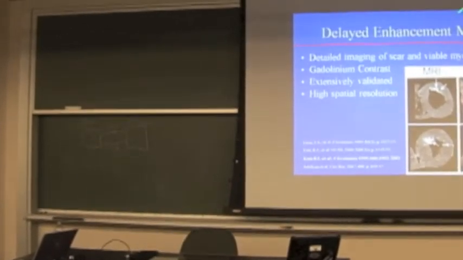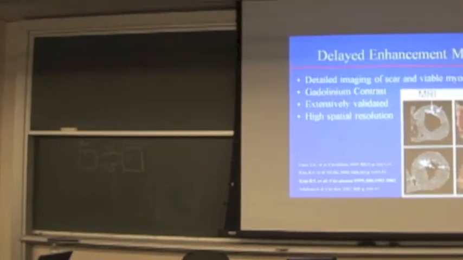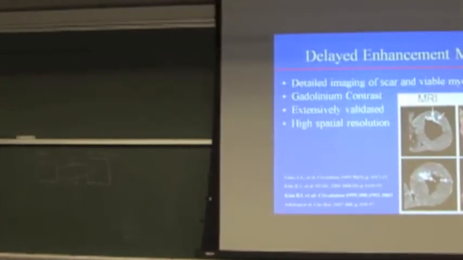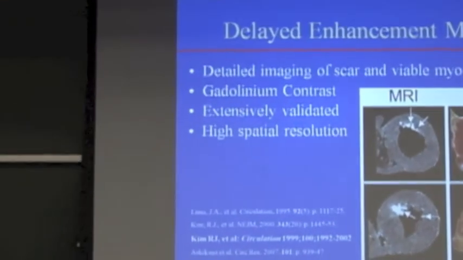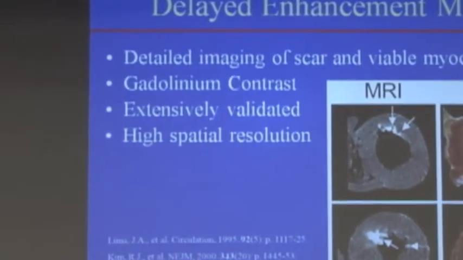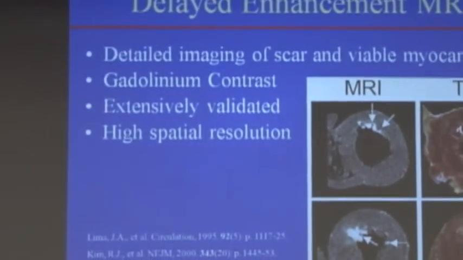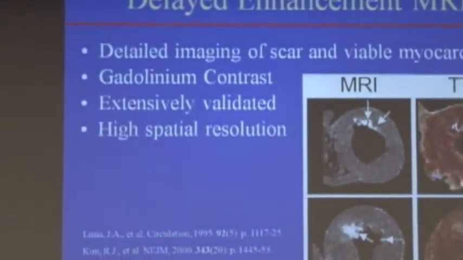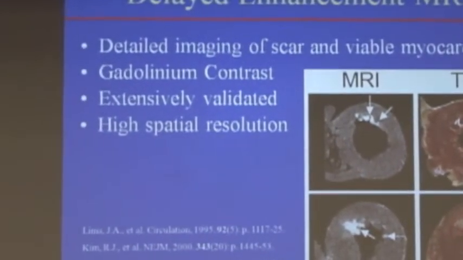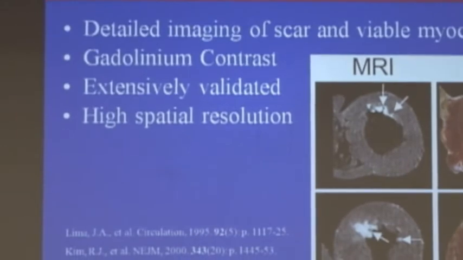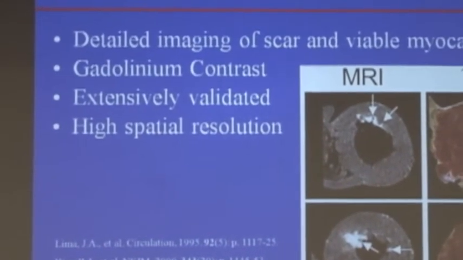So delayed enhancement MRI is becoming more and more important. Basically, you get very detailed imaging of scar and viable myocardium. And then the trick, as we go through this, will be to figure out what imaging parameters, what imaging characteristics, actually give you insights as to how arrhythmogenic a particular part of myocardium is, and then how much it is really participating in the arrhythmia circuit.